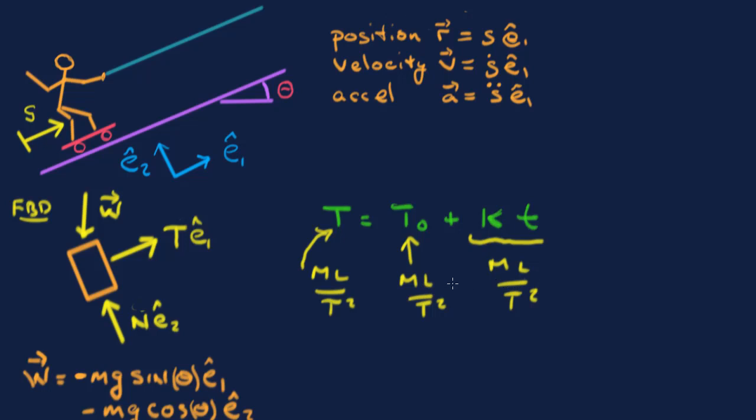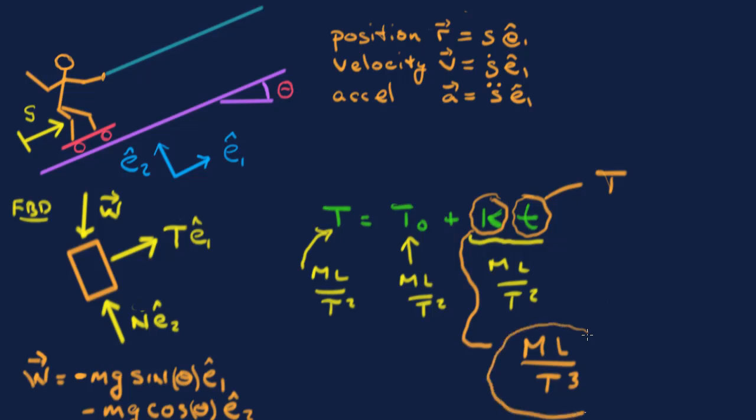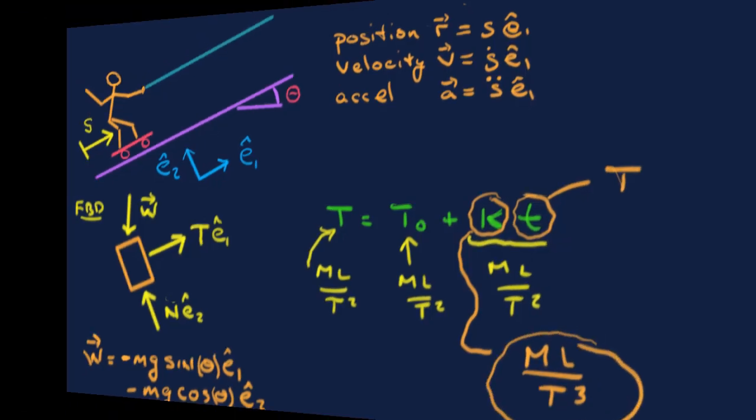Now we know that the time here is a time. This thing is time, right? So in order for k times time to have dimensions of mass length over time squared, k must have dimensions of mass length over time cubed, right? Has to be mass length over time cubed times a time, which would give us a mass length over time squared. So there's my answer to question number 2.